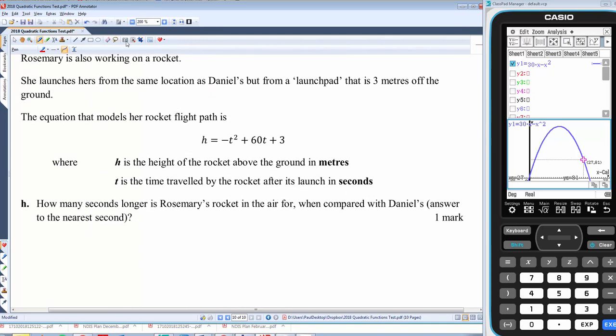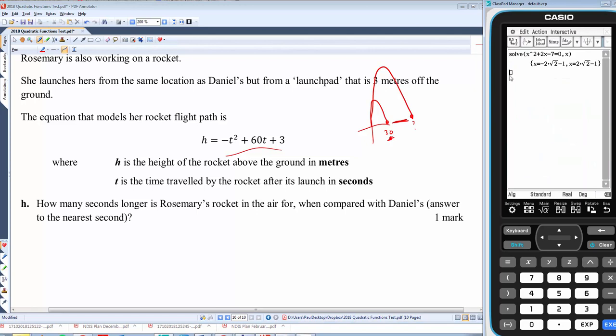Alright, so Rosemary is also working on a rocket. She launches hers from the same location as Daniel, but from a launch pad that is 3 meters off the ground, and that's the flight path. So how many seconds longer is Rosemary's rocket in the air for when compared with Daniel's? So what we're going to do is work out the x-intercepts of hers, okay? When Daniel's is fired, it lands there, and so Rosie's we assume is going to be better. It's going to go up, and it's going to land there, and what we're looking for is how much longer. So Daniel's was 30, we want to know that one.